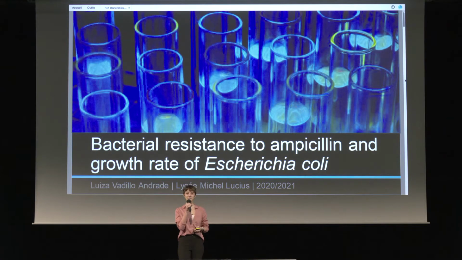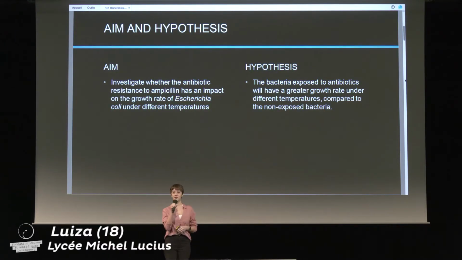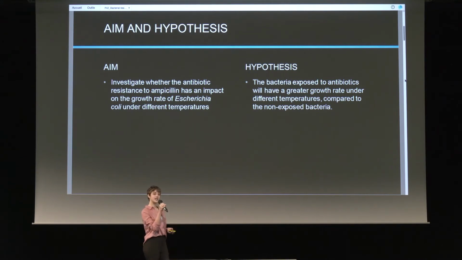Hello everybody, my name is Luiza and today I'll be presenting my project on bacterial resistance to ampicillin and growth rate of Escherichia coli. Starting with the aim and the hypothesis of the project, the aim was to investigate whether resistance to antibiotics can influence how bacteria adapts to different temperatures. And the hypothesis was that bacteria that had been in contact with antibiotics would have a greater growth rate than bacteria that had not been in contact at all, implying that it would have a great adaptation to different temperatures.